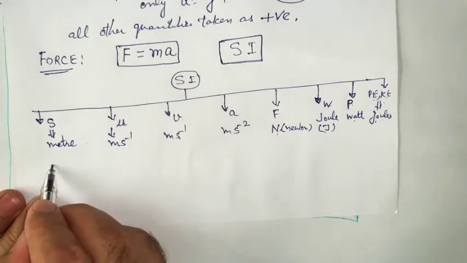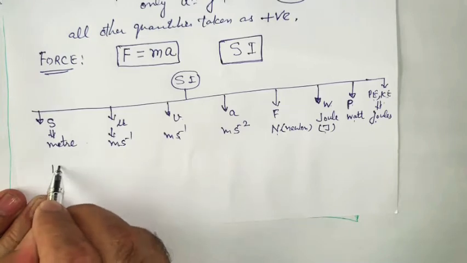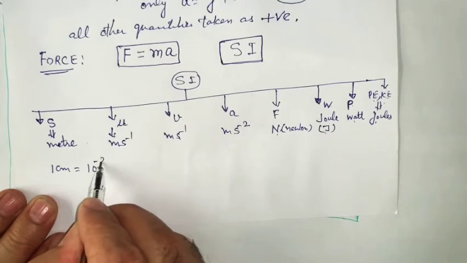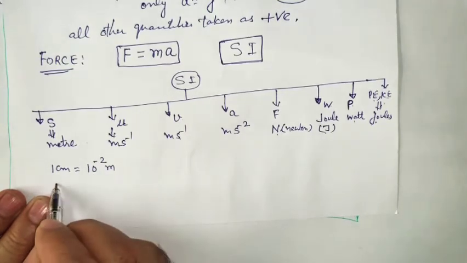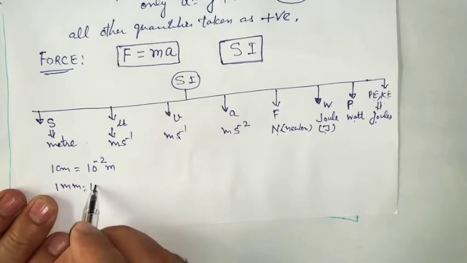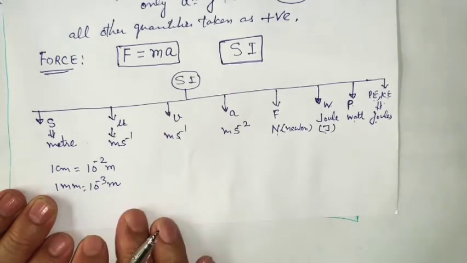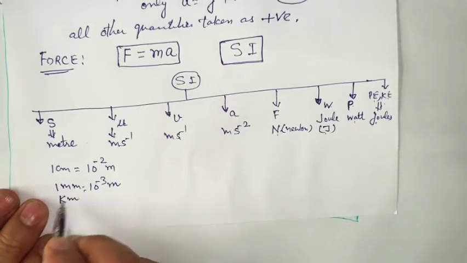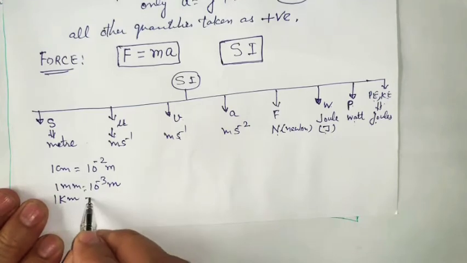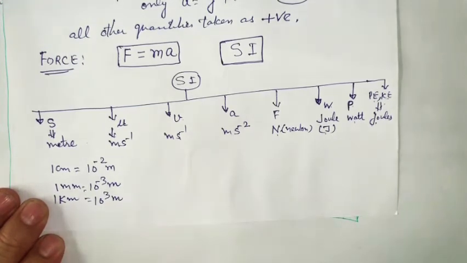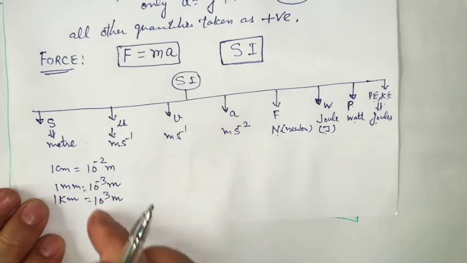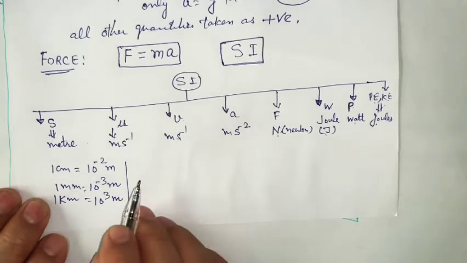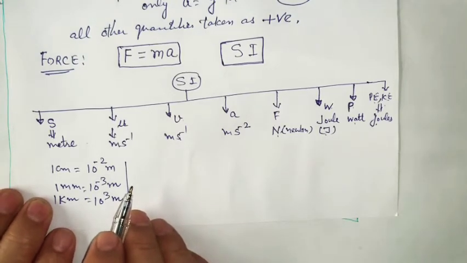Now we will make a table also. For example, 1 centimeter is always equal to 10 power minus 2 meter. If you have millimeter, 1 millimeter is 10 power minus 3 meter. If you have kilometer, then 1 kilometer is equal to 10 power 3 meter. These are the basics of distance. Time is always in seconds.